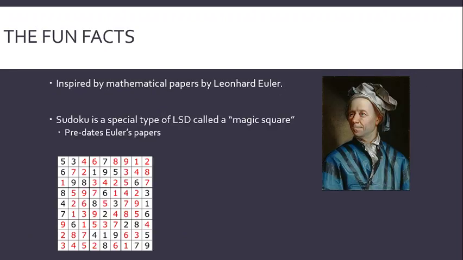Some fun facts: it is actually inspired by mathematical papers by Euler, and Sudoku is a special type of Latin square design called a magic square, which actually predates Euler's papers by about 70 years.